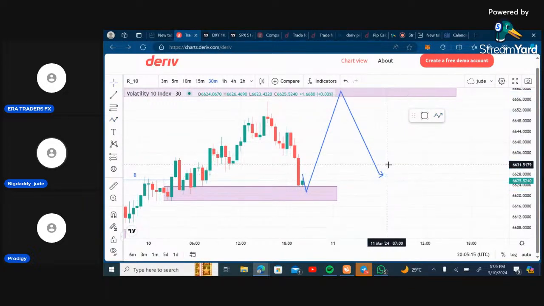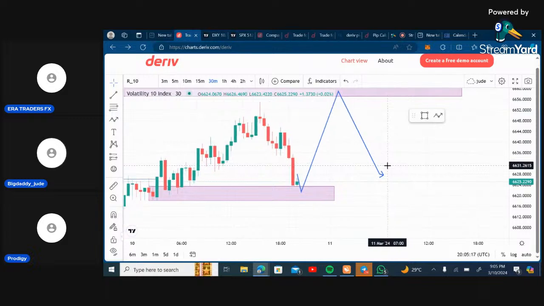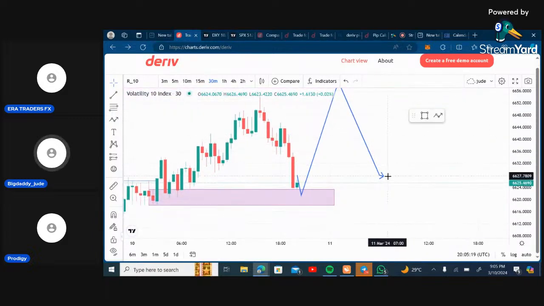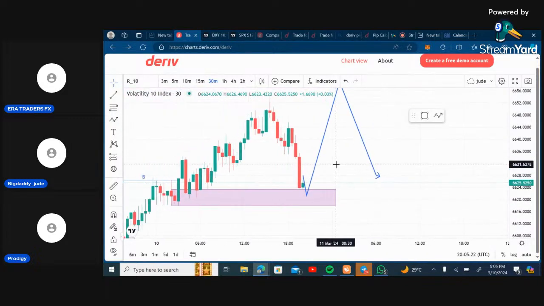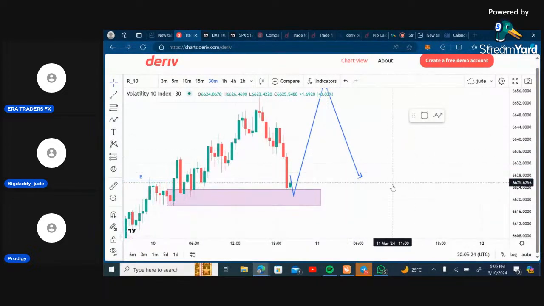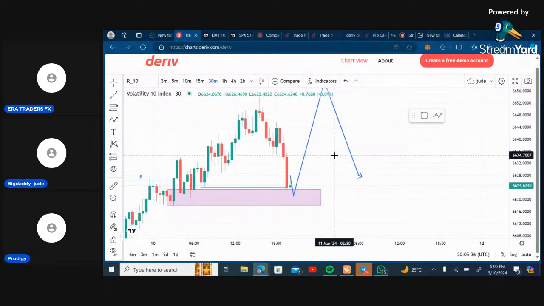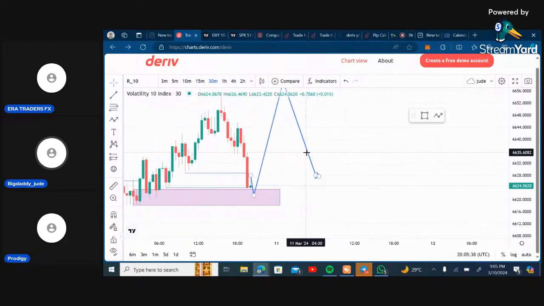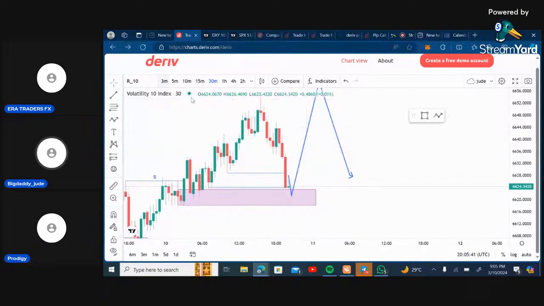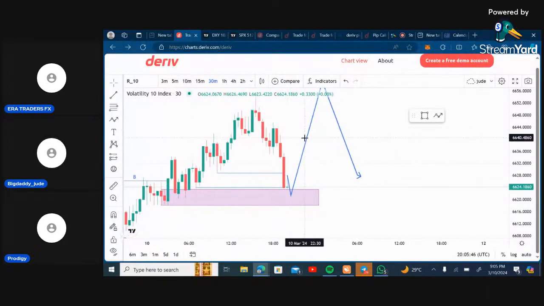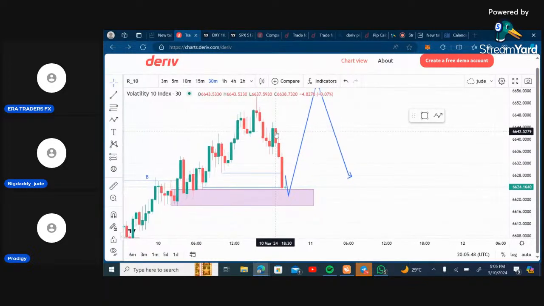So this is my expectation for volatility in VIX 10. So this is what I have for VIX 10. All of this should serve as a liquidity sweep to my zone. So this is my outlook for this particular pair, and we are on the 30 minutes time frame. So you can just keep an eye on this pair and watch how it plays out.